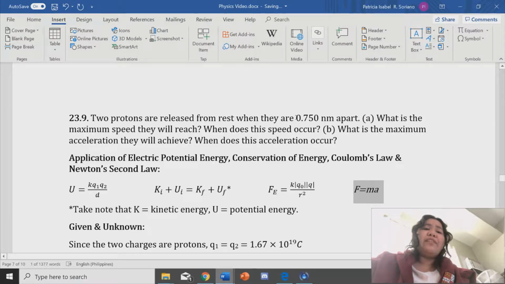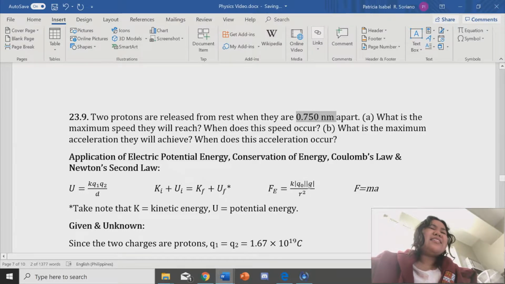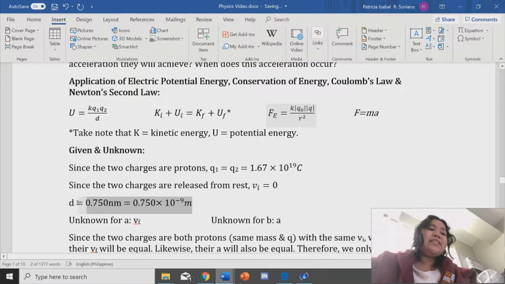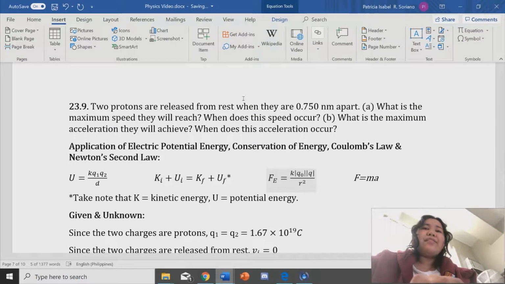Technically speaking, we only have one given value. This is 0.750 nanometers. I just put it over here as 0.750 nanometers. But you can also change it to meters by simply multiplying it by 10 raised to negative 9, and that's essentially converted to meters already. But let's list down all of our given values, even the constants, except for the pretty obvious ones like 9 times 10 raised to 9, the proportionality constant K. And here's why. It might confuse us later.